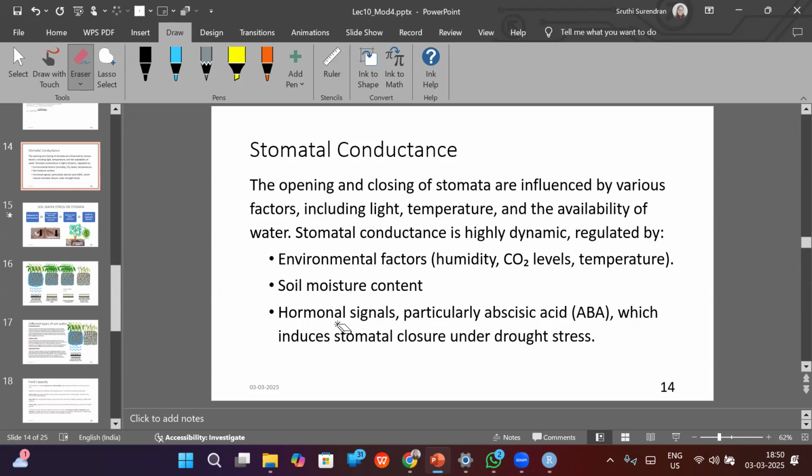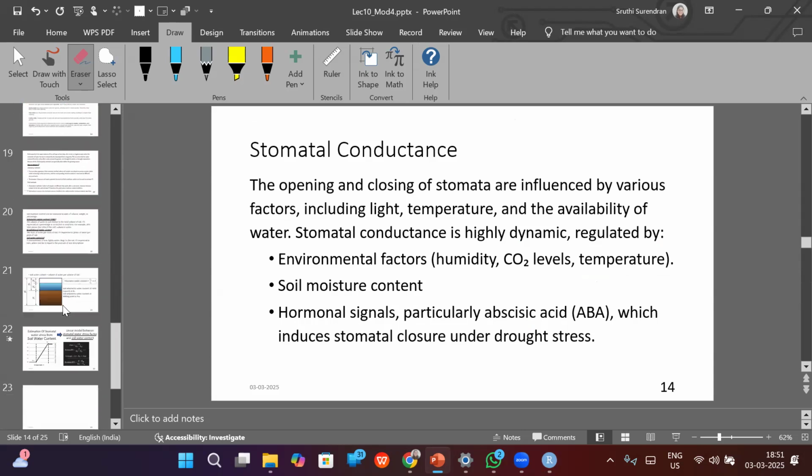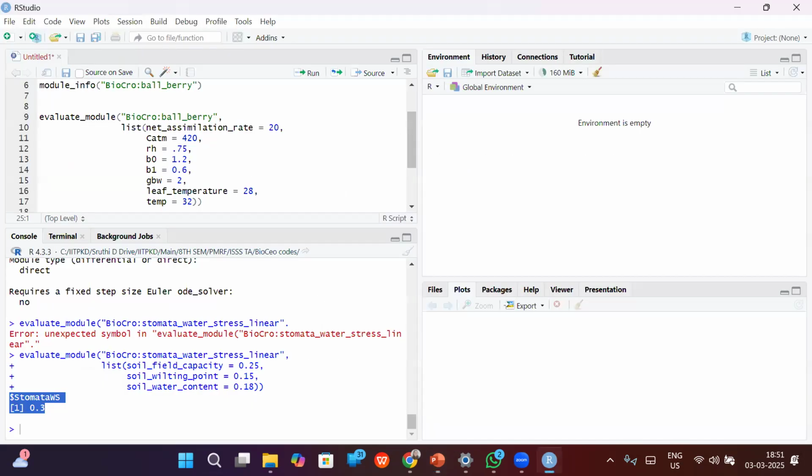Now the third part, I think I'll cover it towards the end. But right now, since we already found a way to account for soil moisture content, the abscisic acid is also going to impact the stomata. For that, there is a module that estimates the stomatal water stress as a result of abscisic acid. I'll go into that later on, but as of now, we know one method to estimate the stomatal water stress.